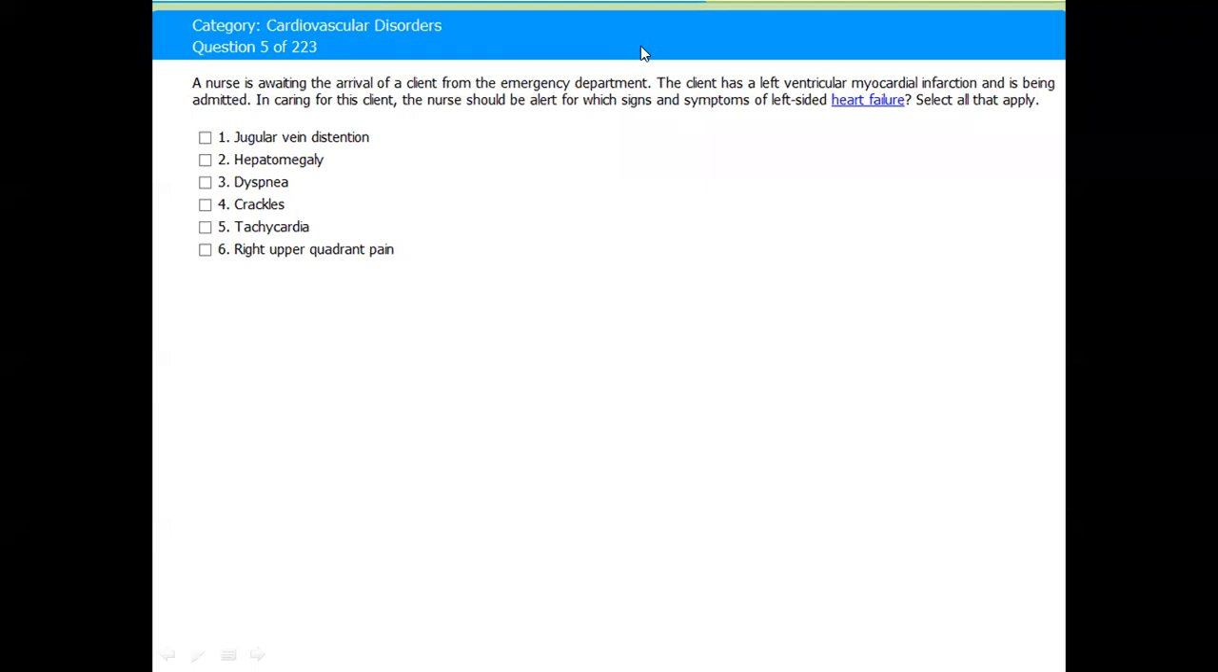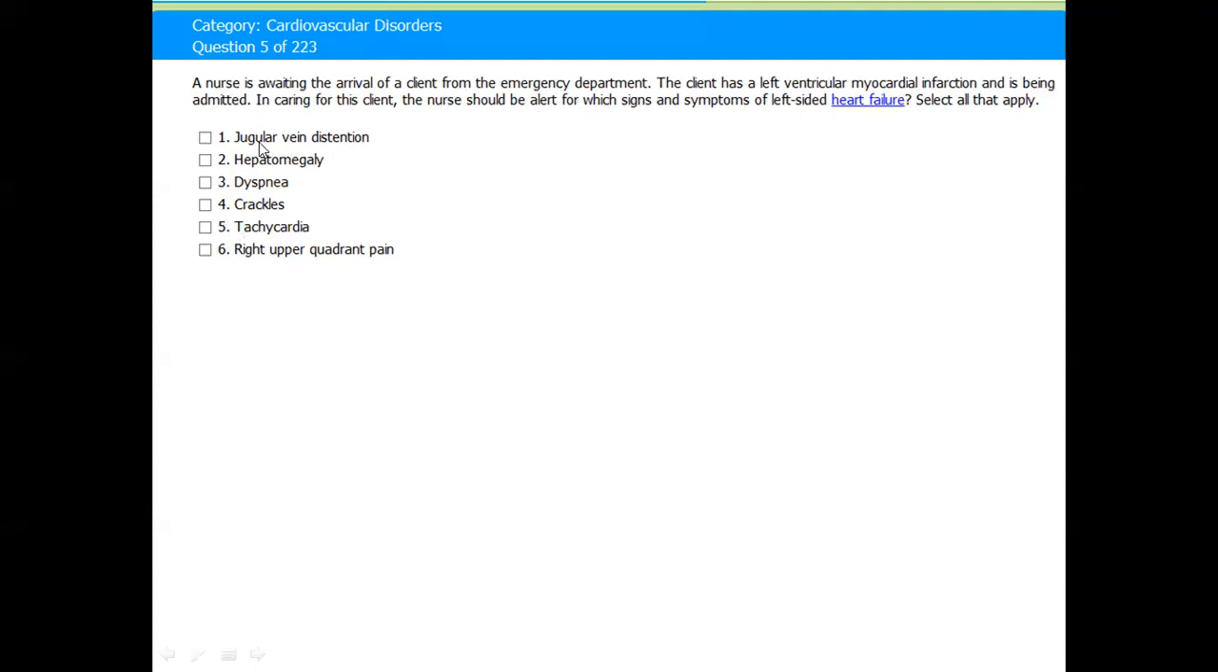So when a patient has a left ventricular myocardial infarction, gets through the emergency department, and is coming to the ICU or regular unit, how do we take care of them, and what are the signs and symptoms of left side heart failure or left side myocardial infarction? In caring for this client, the nurse should be alert for which sign and symptom of left side heart failure. Select all. There are 6 options.